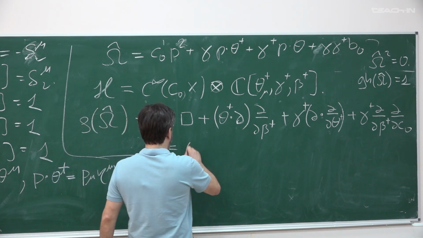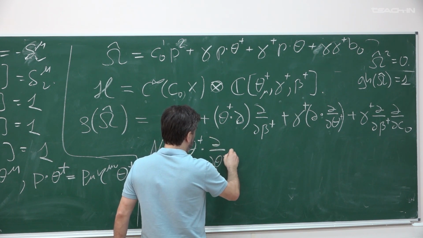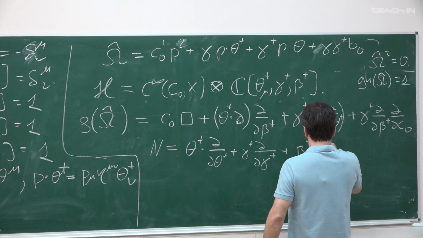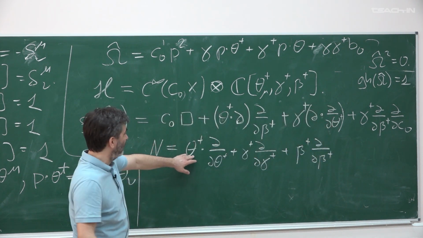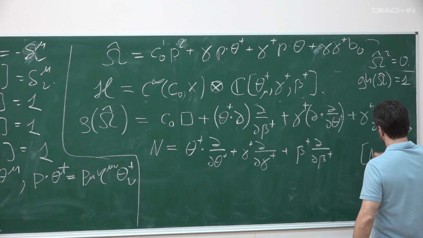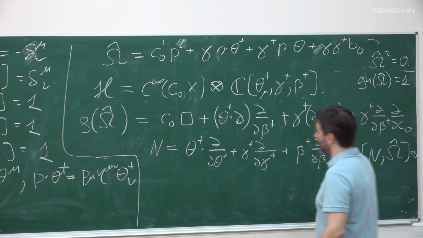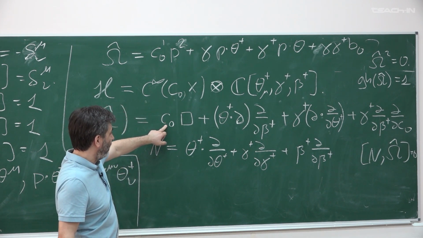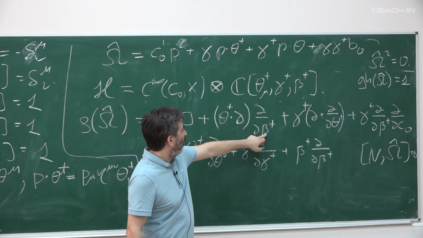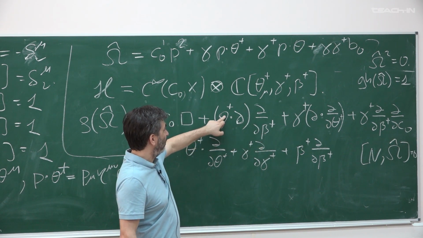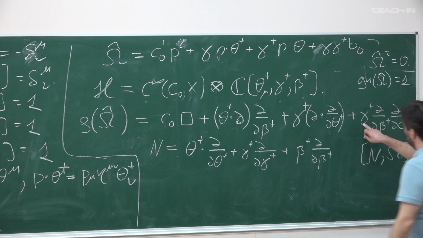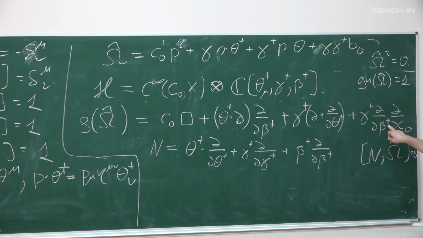This n looks like this. It's theta dagger d over d theta dagger plus gamma dagger d over d gamma dagger plus beta dagger d over d beta dagger. It's the total homogeneity degree in these variables. And in fact, this n commutes with omega. Why? Because each term has vanishing homogeneity in these variables. Clearly, the first commutes. Second, you have one derivative with respect to a daggered variable and multiplication by a daggered variable, so the overall degree is 0. And here it's the same, gamma dagger d over d beta dagger.